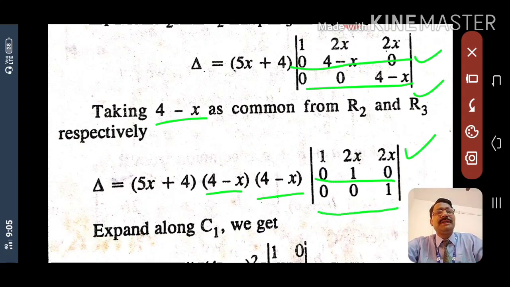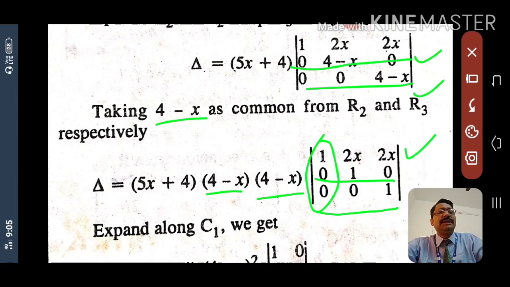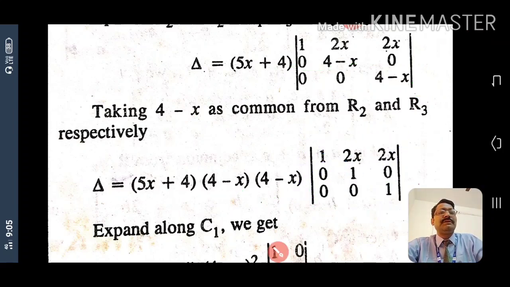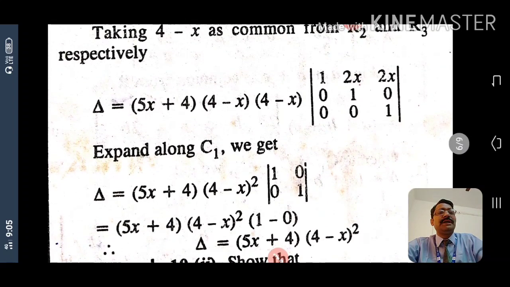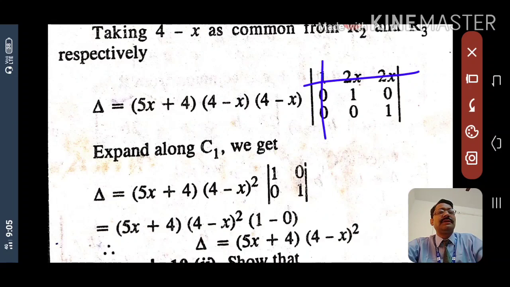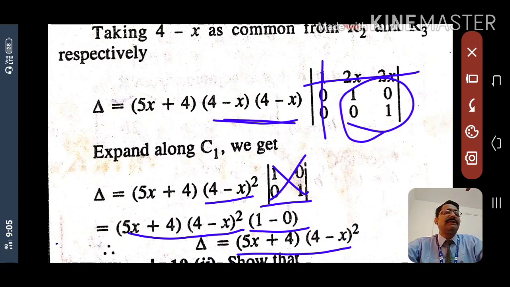Now you can expand by C1. By C1 you will open, meaning you will not write these elements, and you write the remaining elements. Now 4 minus x, 4 minus x, 4 minus x square. Now cross multiply, and you will get 1 minus 0. The answer is 5x plus 4 times 4 minus x square. That is only what we have to prove.